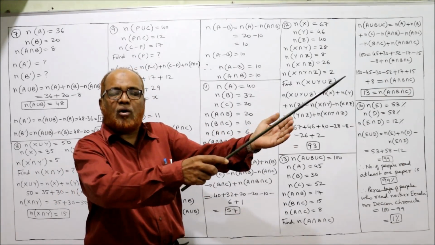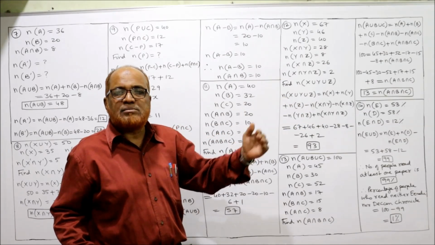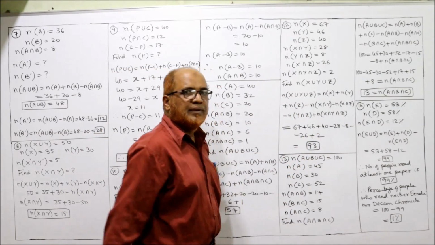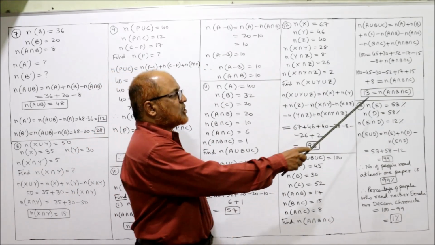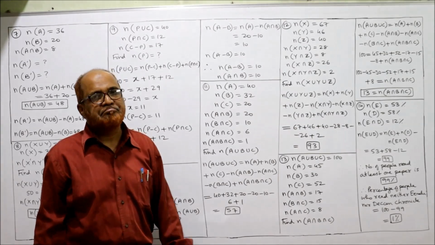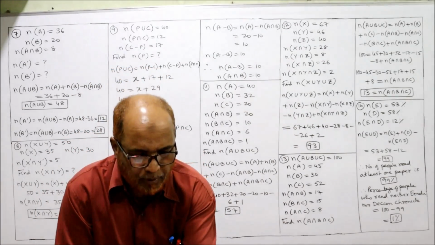All the constants I have brought to the LHS. So plus will become minus, minus will become plus. So ultimately after solving we get 13. So N A intersection B intersection C is equal to 13, which is the answer. That's it. So 13 problems we have completed. One more problem we'll do.